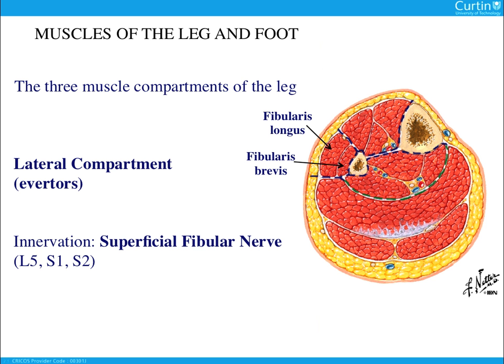Right, lateral group, fibularis longus and fibularis brevis, also known as the peroneus longus and peroneus brevis. Fibularis is the Latin and peroneus is the Greek. Note that the fibularis longus is the lateral most muscle in the everter compartment, and brevis is the medial. They're both innervated by the superficial fibular nerve.